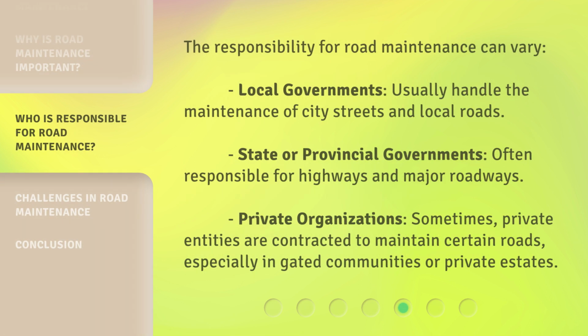The responsibility for road maintenance can vary. Local governments usually handle the maintenance of city streets and local roads. State or provincial governments are often responsible for highways and major roadways. Private organizations: sometimes, private entities are contracted to maintain certain roads, especially in gated communities or private estates.